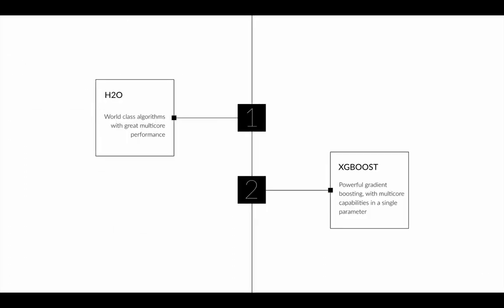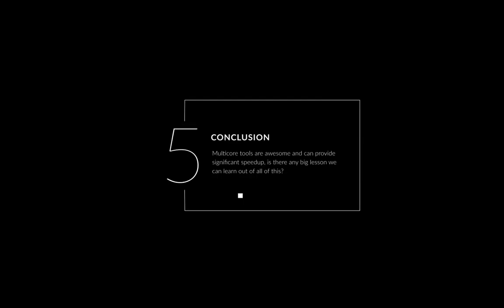In this section, I covered two language-agnostic tools for parallel multi-core data science. The H2O library, which provides world-class algorithms with great multi-core performance, and XGBoost, powerful gradient boosting with multi-core capabilities in a single parameter. Both these libraries can be accessed from R, from Python, and from many other languages. In conclusion, multi-core tools are awesome and can provide significant speedup.